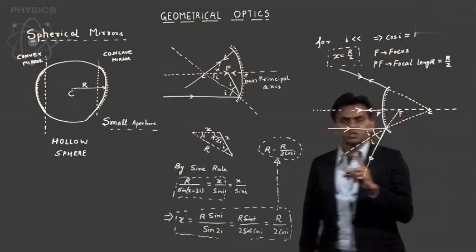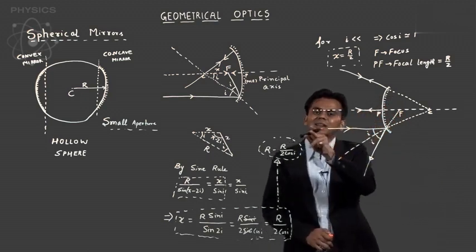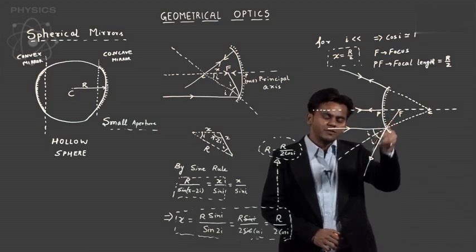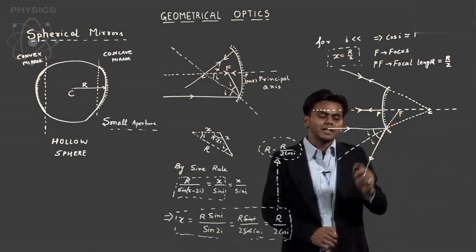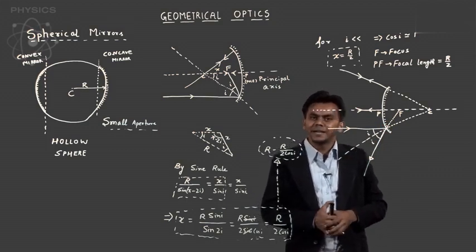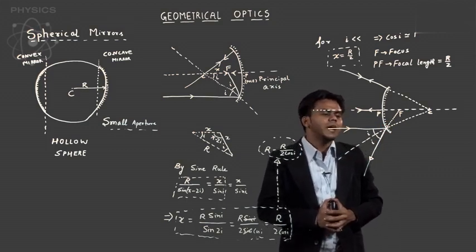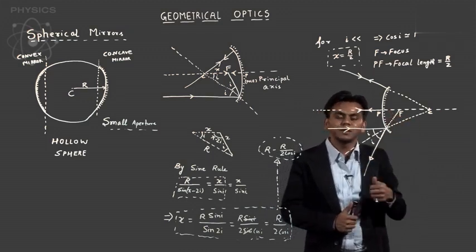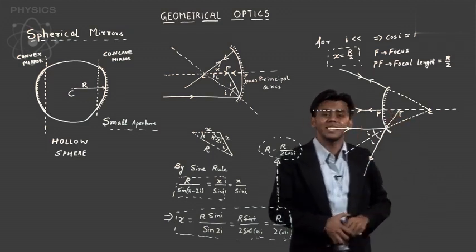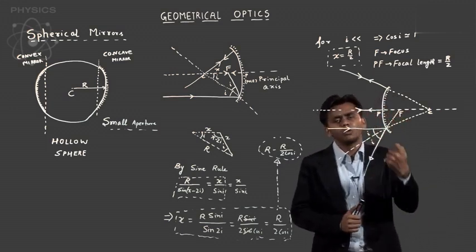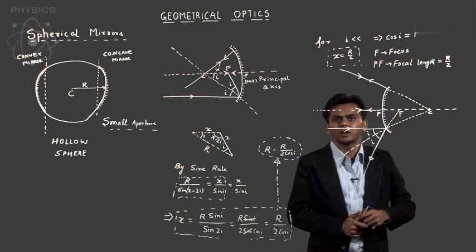So what is the situation over here? A parallel ray on a convex mirror diverges and it never intersects the principal axis, but by deliberate geometrical construction, I can make this reflected ray meet the principal axis if I produce it backward. And that point again becomes your focus. And I can find out the location of the focus and the PF value, the focal length. How?